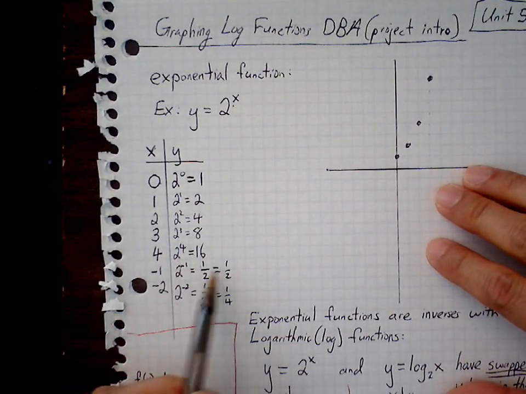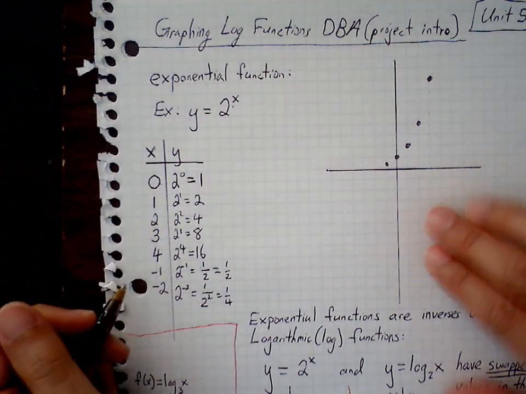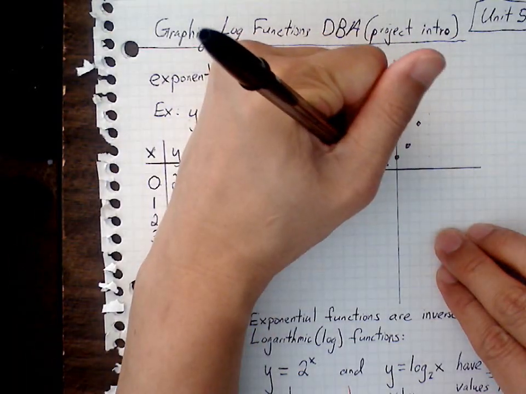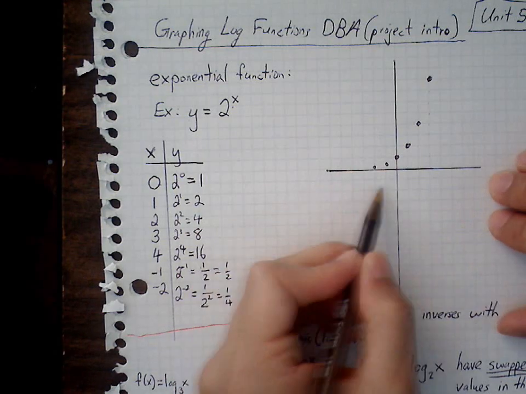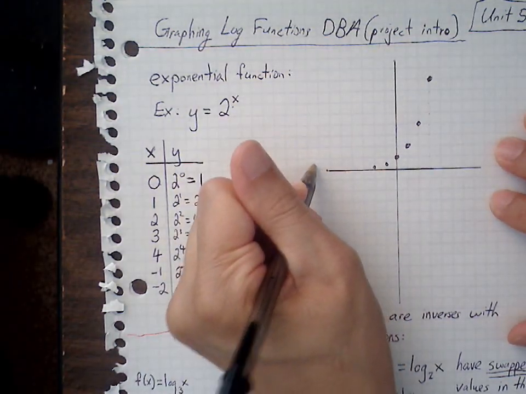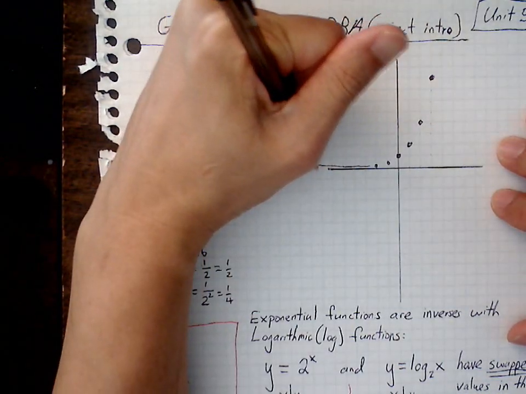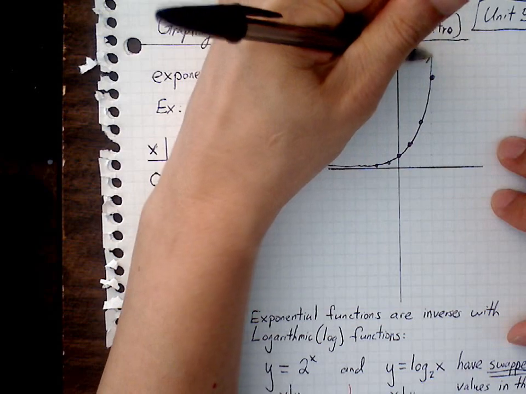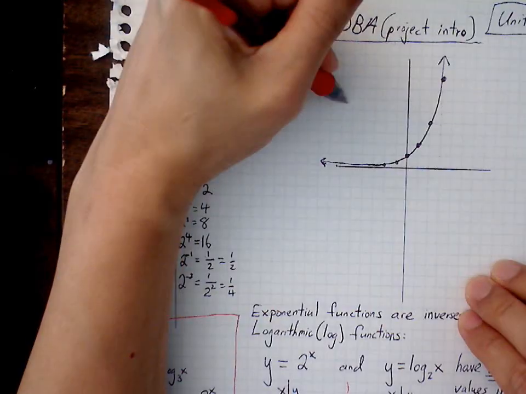Okay, -1 gives us 1/2, really close to the x-axis, and -2 gives me 1/4, even closer to the x-axis. So that's actually going to tell us where that horizontal asymptote is. So I want to kind of show you what this graph looks like here. So there's my exponential function. This is my y is equal to 2 to the x power.